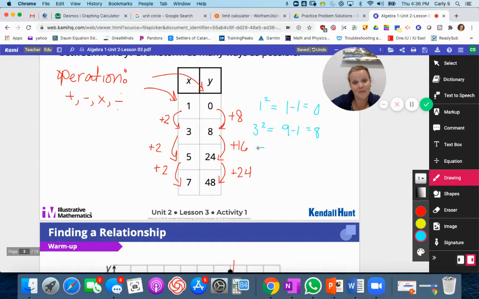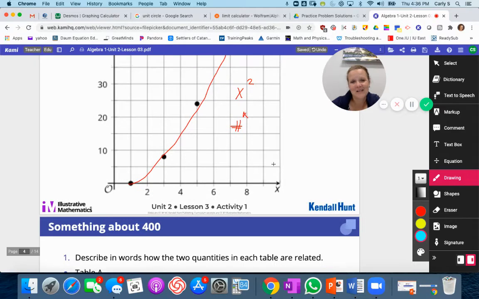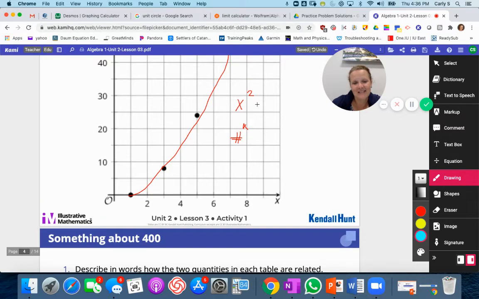And I love puzzles. 5 squared is 25 minus 1. 7 squared is 49 minus 1. I feel better though. I hate it when I can't figure out a puzzle, and I don't often give up. So what we see here is y equals x squared minus 1 is the shape of this graph. Okay?